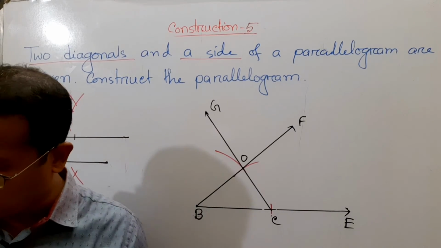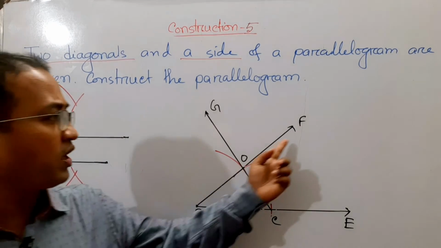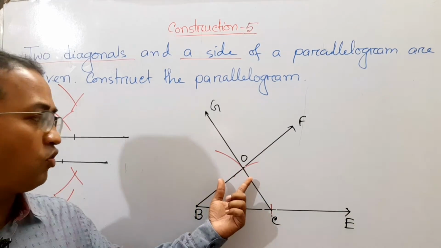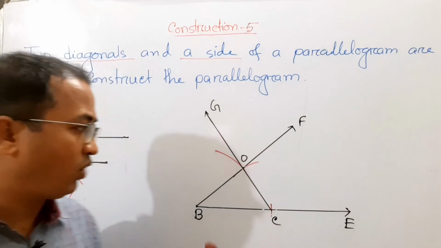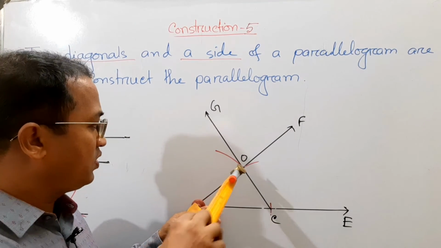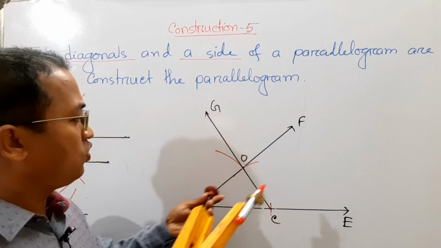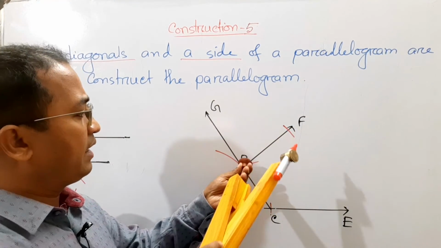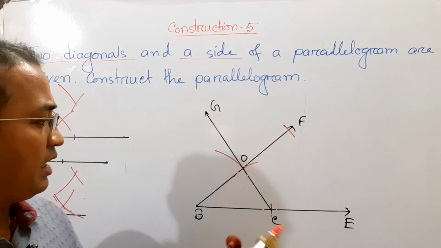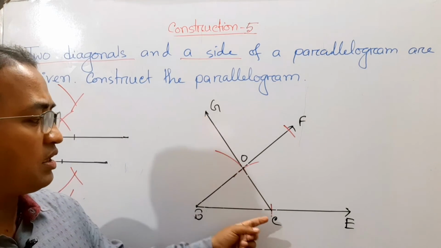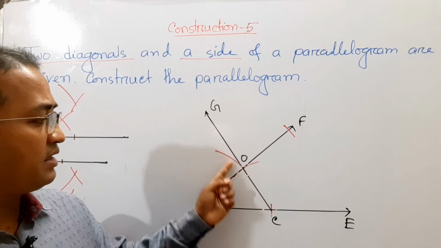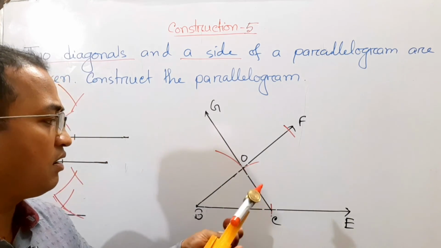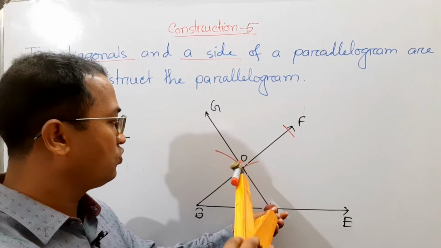Now from OF we will cut OD is equal to BO, I mean another half of D1. Another half of D1 we will cut from OF. And again this is D. And again from OG we will cut OA is equal to OC, that is another half of D2.